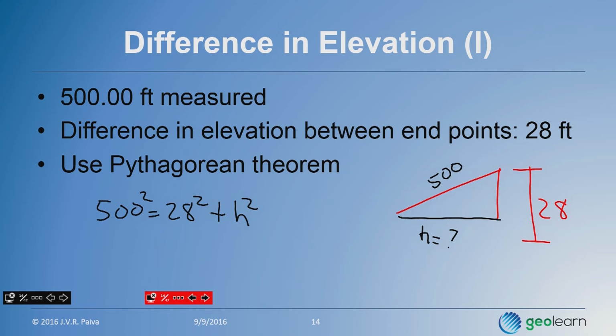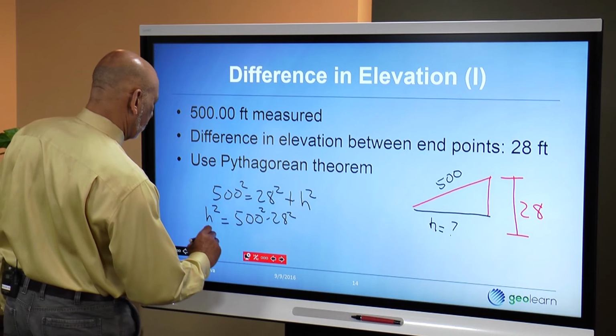So you can rearrange the terms and say that h squared equals 500 squared minus 28 squared, and that h is the square root of that number there. So you square 500, you square 28, you subtract that second number from the first number, and then you take the square root, and you would get what h is.